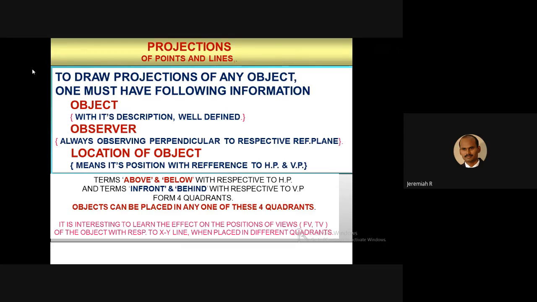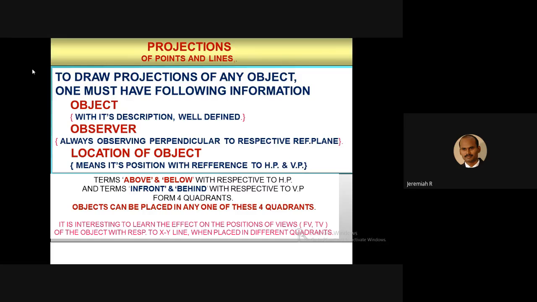So above HP means what? That is in the first quadrant. Below HP means what? That is in the fourth quadrant. In front means first quadrant. Behind means it may be a second quadrant or third quadrant. So the object can be placed in any one of these four quadrants.